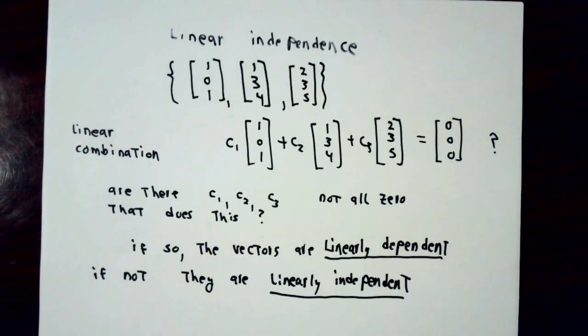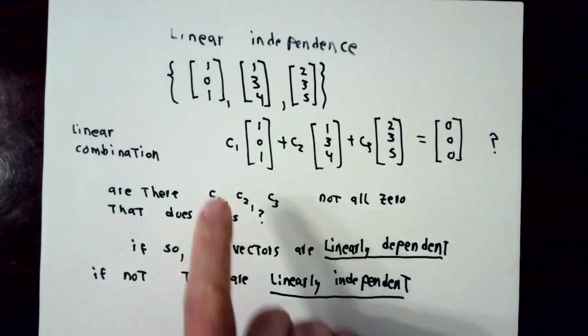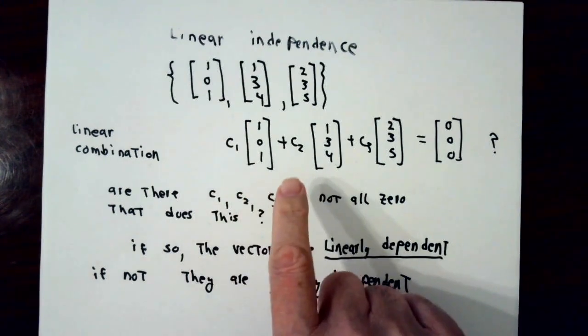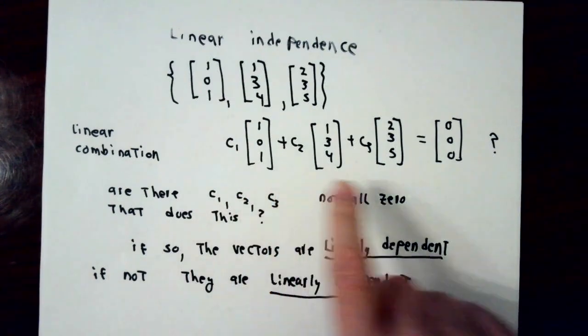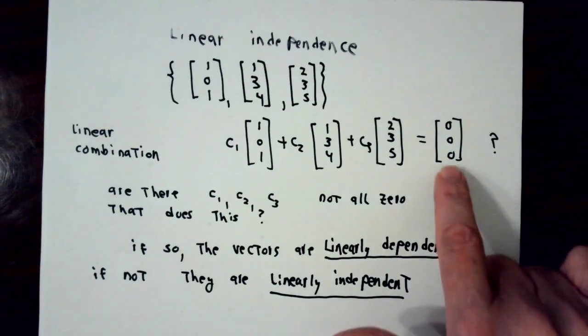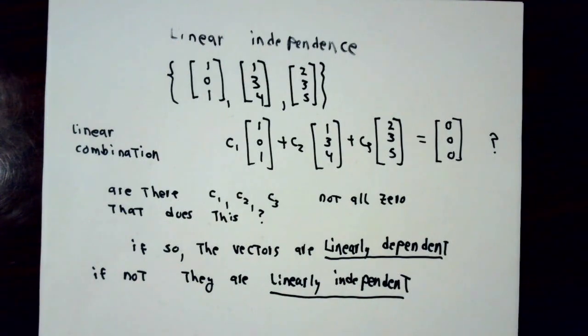A linear combination is a real number times the first vector plus a real number times the second one plus a real number times the third one. If I were to pick C1, C2, and C3 all to be 0, I would get the 0 vector, the column vector that has zeros in all of its positions. What we're interested in is, is there any other way of doing this?